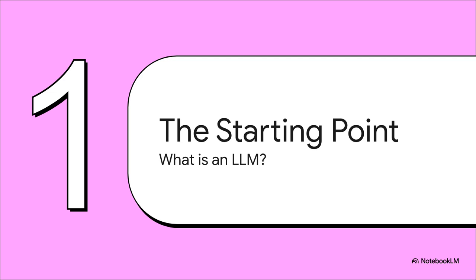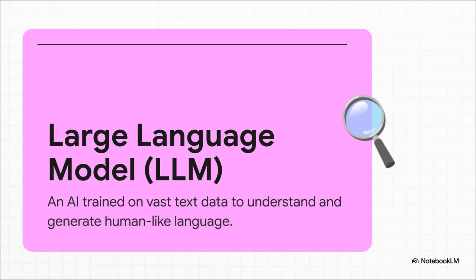Before we can even get into how an AI thinks, we have to get on the same page about what it even is. So at its heart, a large language model is a really specific kind of AI. The best way to think about it is like a super brain that's been fed a library the size of the entire internet. Its whole job is just to understand the patterns in how we talk and write so incredibly well that it can make a really, really good guess about what word should come next. And that simple skill is what lets it chat, write, and sometimes even seem to reason with us.